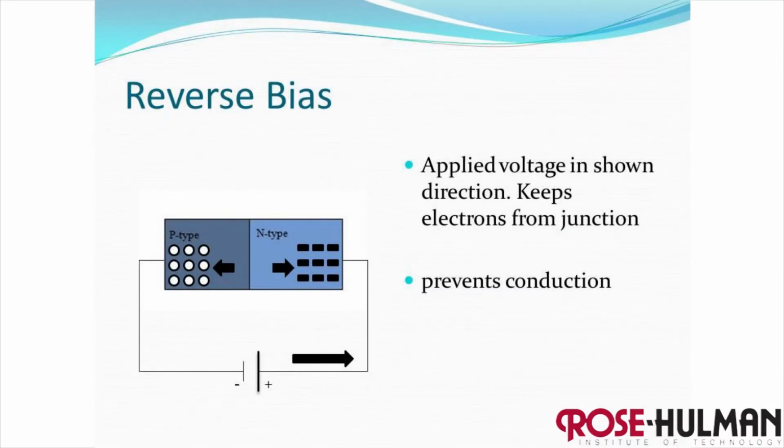Reverse bias. When the voltage is applied in the shown direction of the figure, the positive charge attracts the electrons while pushing away the holes. This keeps both the electrons and the holes from the junction and prevents conduction. This is also known as when the diode is turned off.